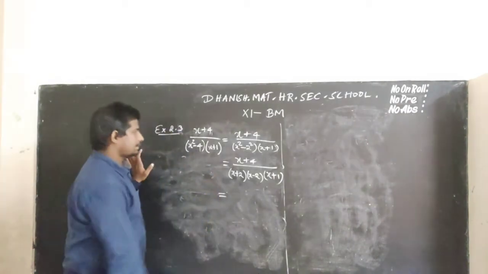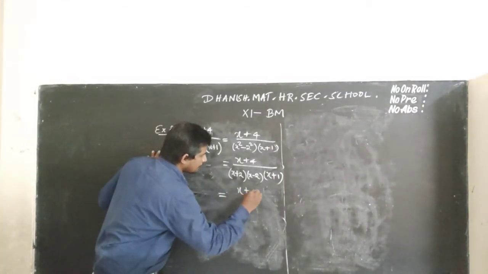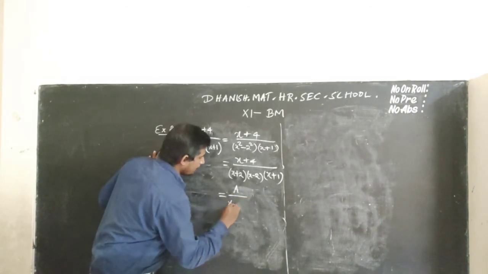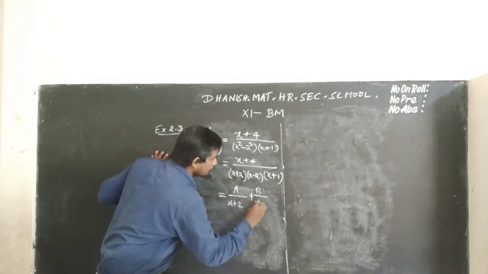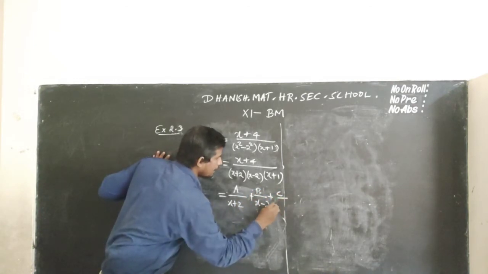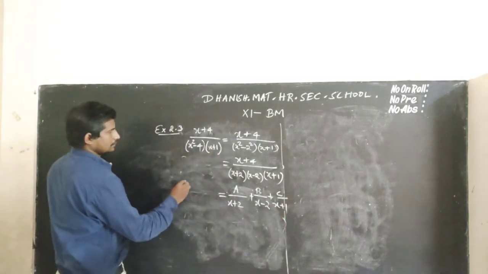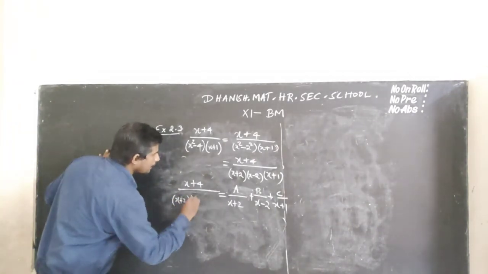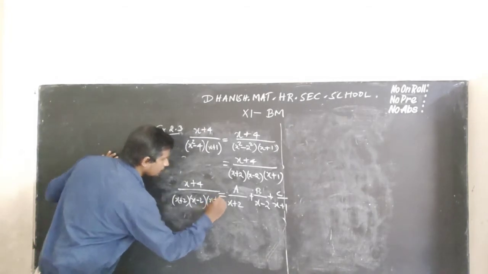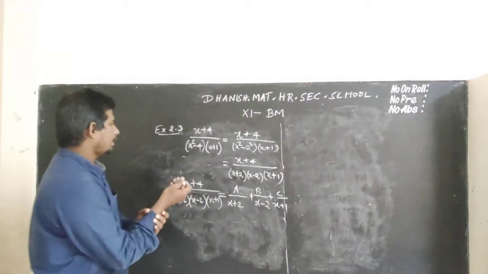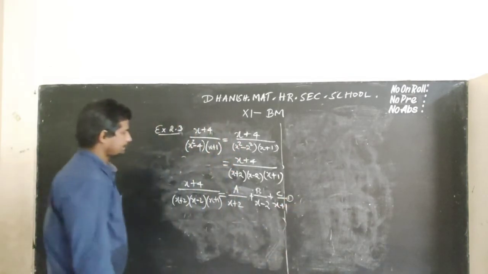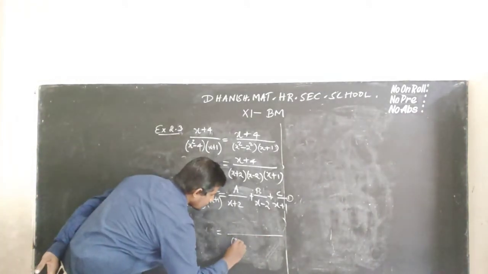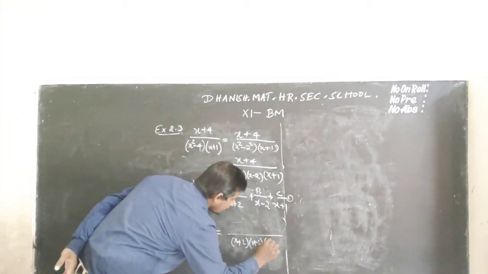Now the next step would be x plus 4. We can take a by x plus 2 plus b by x minus 2 plus c by x plus 1. This is equal to x plus 4 divided by x plus 2 into x minus 2 into x plus 1. Now, we can consider this as equation number 1. Now, I am going to take the LCM as x plus 2 into x minus 2 into x plus 1.